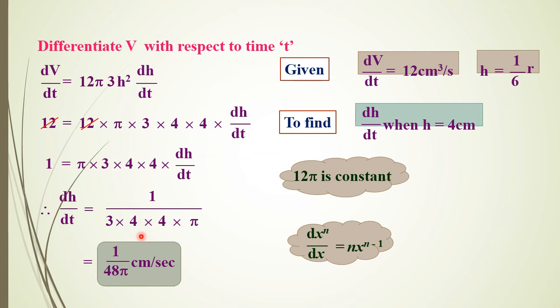Next, it is 1 divided by 4, 3 fours are 12, then 12 into 4 is 48, so 1 divided by 48 into pi. This is the final answer for this question, this is the solution. So the height of the cone is increasing with respect to time at the rate of 1 divided by 48 pi centimeter per second.